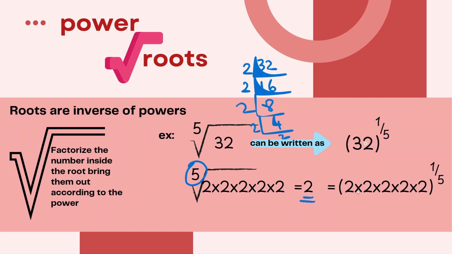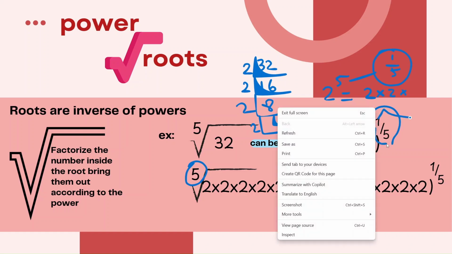And this can be represented as a power directly, like now 2 to the power 5 is equal to 32. That is 2 into 2 into 2 into 2 into 2. We are doing it like that. This root is represented by 1 by 5. The power will be like the inverse of the power. We are representing the inverse of the power.